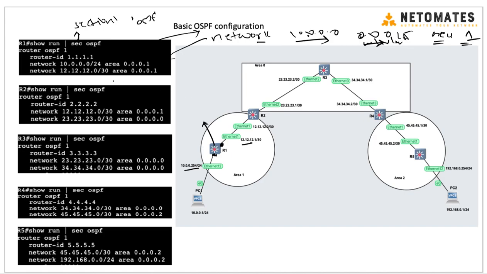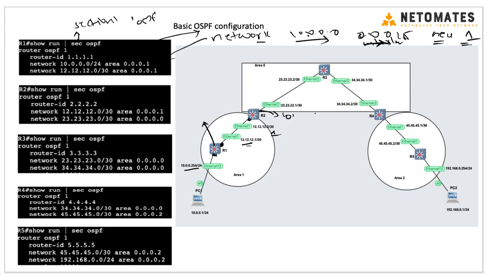Okay, so next 12.12.12.0, and then we give the wildcard mask and then the area. So this one is also in area 1. Okay, when we go to router 2, router OSPF, the process ID can be anything, so I'm just giving 1, it does not matter, and then the router ID I'm giving 2.2.2.2. And then network 12.12 is on area 1, but 23.23 is on area 0.